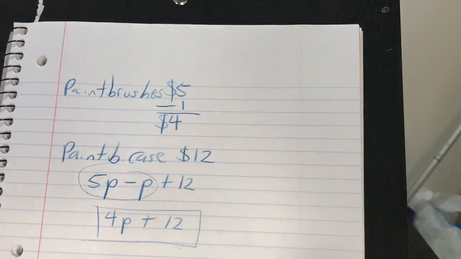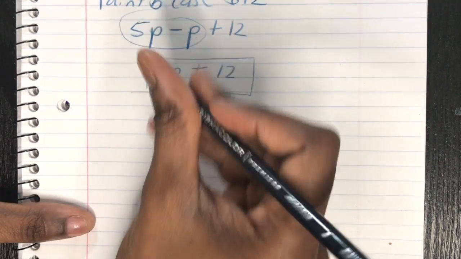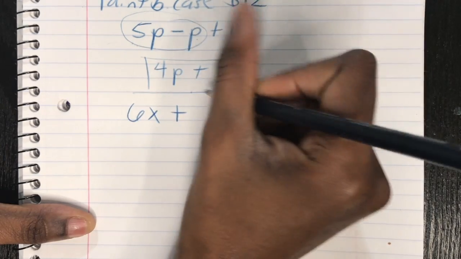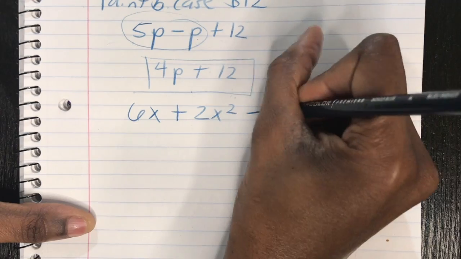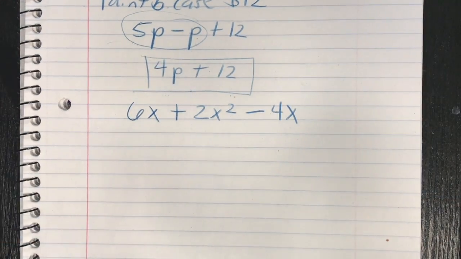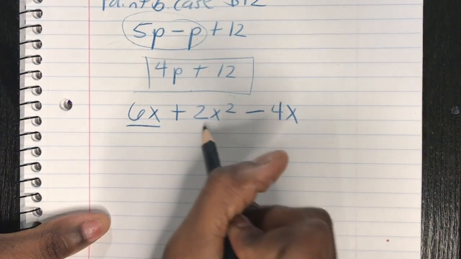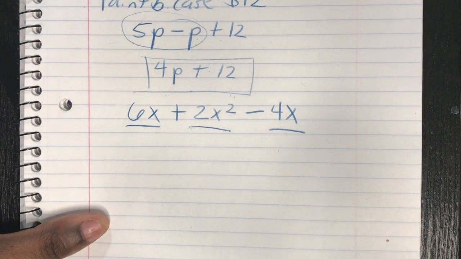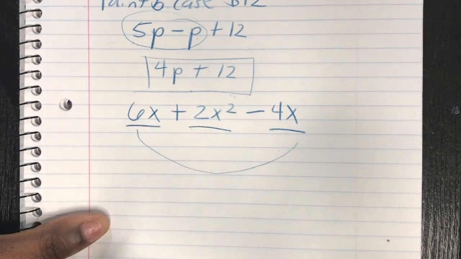So I'll do one more. And this one won't be a word problem, so I'll just set it up this way. 6x plus 2x to the second power minus 4x. Okay, now combine the like terms. So the terms are 6x, 2x to the second power, and 4x. But the like terms are only 6x and 4x.